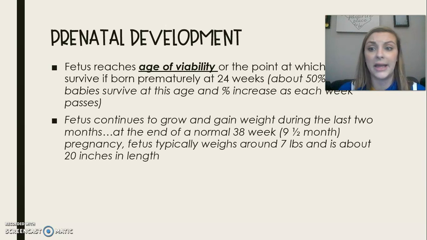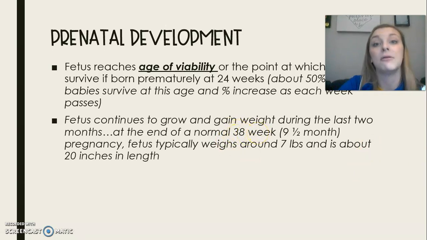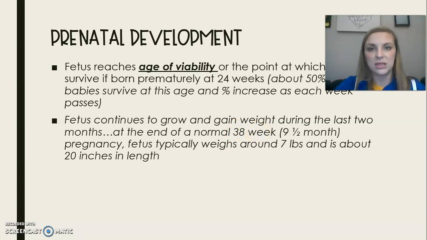Fetuses continue to grow and gain weight during the last 2 months. And at the end of a normal 38-week or 9.5-month pregnancy, fetuses typically weigh around 7 pounds and about 20 inches of length. However, that's average. Bailey, my second, was 9 pounds, so much larger than that. And we say 38 weeks because actually the first 2 weeks of pregnancy, technically you're not pregnant. They're before menstruation or ovulation even happen. So the first 2 weeks are before ovulation, so we don't necessarily count those when we're actually talking about the age of a fetus.